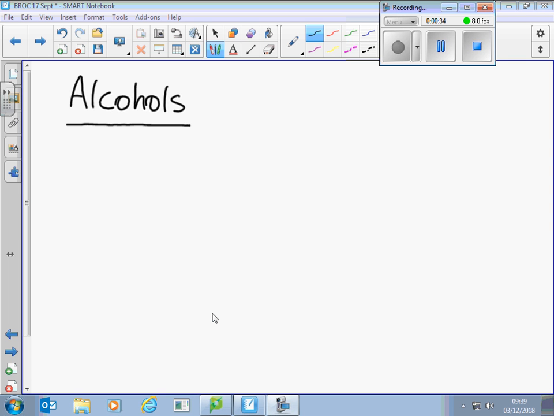The general formula for our primary alcohols is CnH2n+1, and then the functional group is OH. All right, CnH2n+1OH. So we're going to go through a series and work out the names and the formulae and all that.